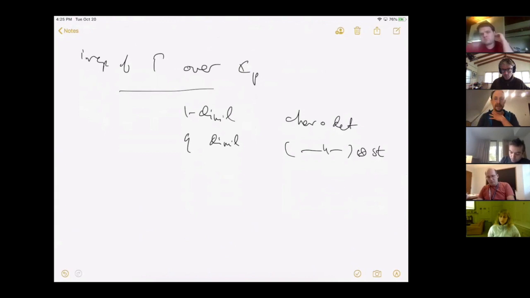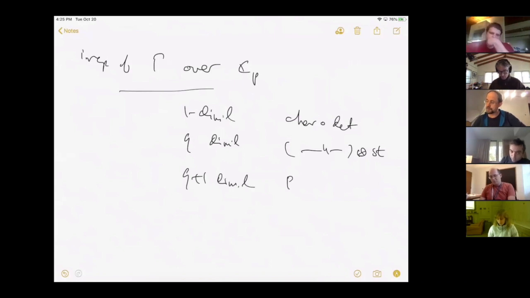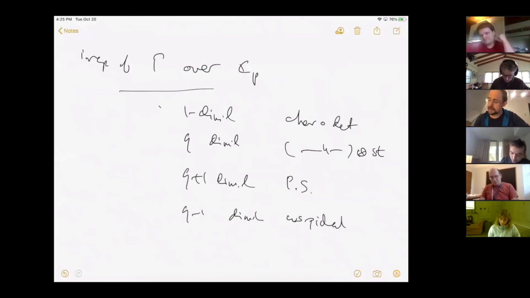And then the next cases we would talk about degrees of genericity, but these guys will be the maximally non-generic ones, and then the more generic guys will be Q plus one dimensional, which is the irreducible principal series, or Q minus one dimensional, which are the cuspidals. And again, if you're ever in a conversation with number theorists about these things, these are often called tame types.